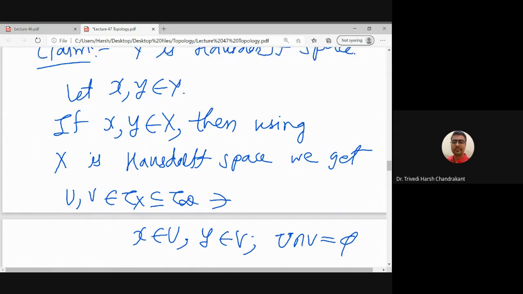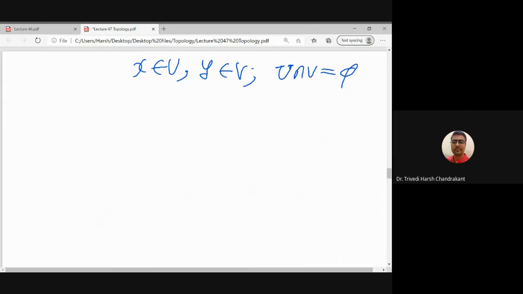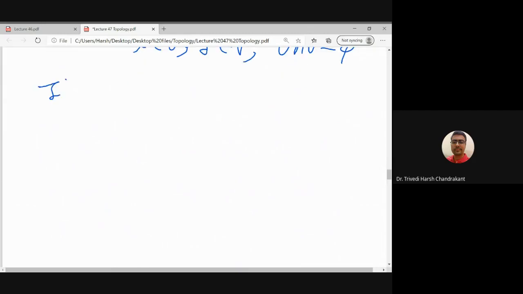So basically these two sets U and V, which are open in X, are also open in infinity. Therefore it gives the required U and V for Y, for tau infinity. So in this case it is trivial, but the other case needs an argument. The other case is that one point is in X, and the other point is infinity.